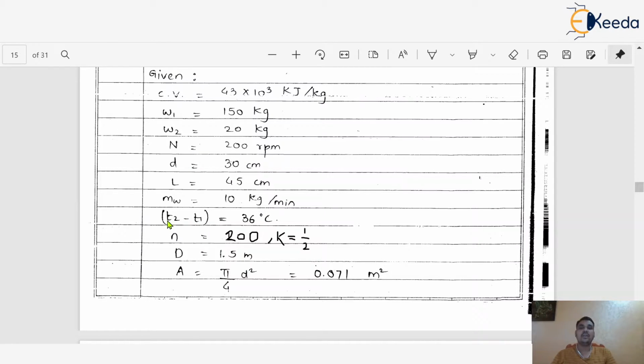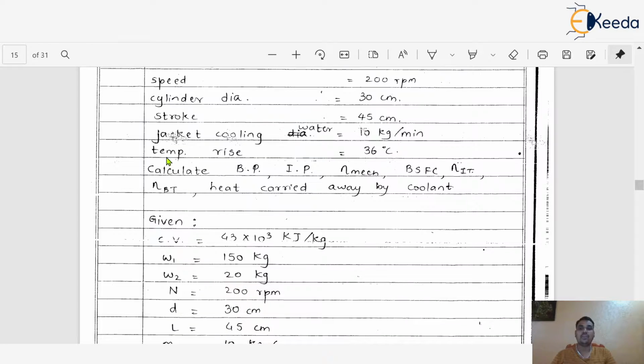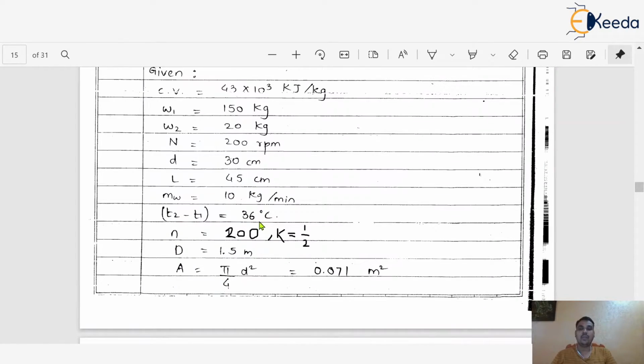So let us consider the maximum temperature in this case, that is equal to T2, and the initial temperature is T1. That's why T2 minus T1 is nothing but the temperature difference, or we can say the temperature rise, that is given as 36 degree Celsius. So with the help of this we can understand the temperature rise is nothing but the difference between the high temperature and the initial temperature. So T2 minus T1 is equal to the temperature rise, and that is equal to 36 degrees Celsius.